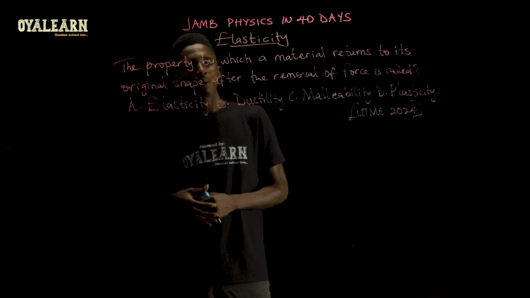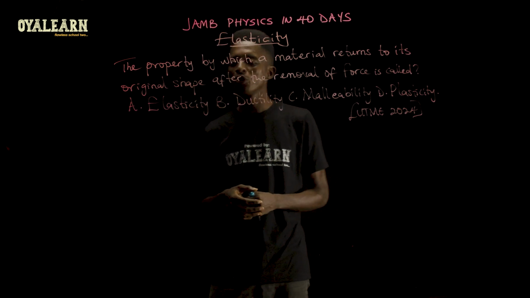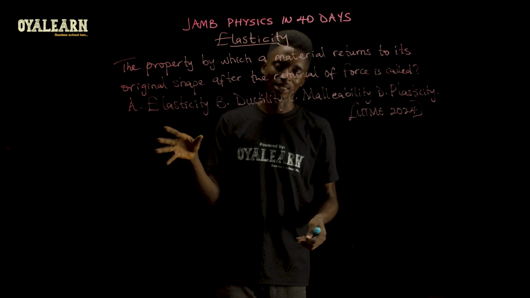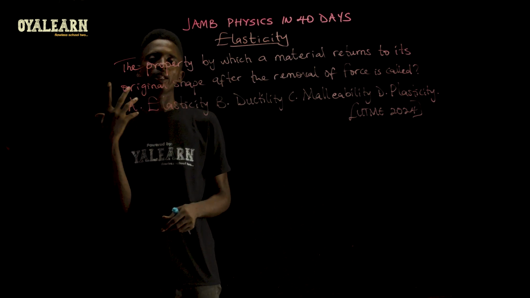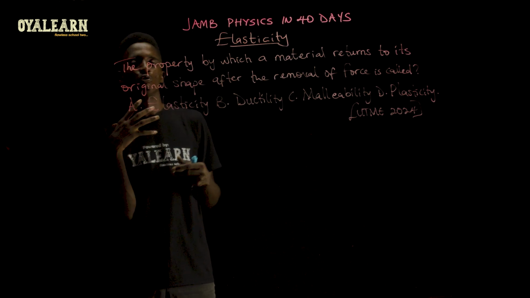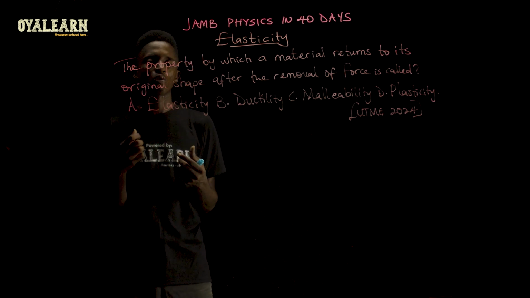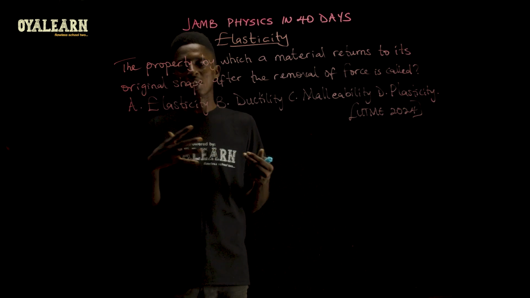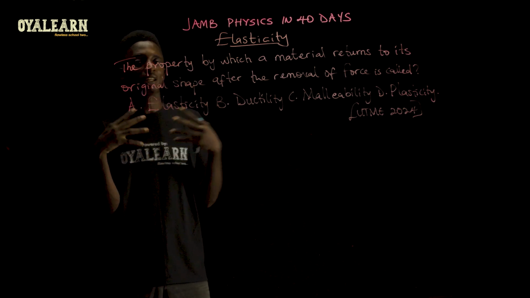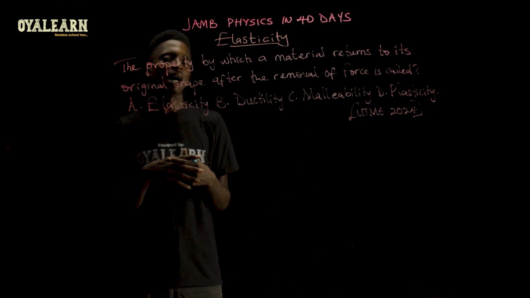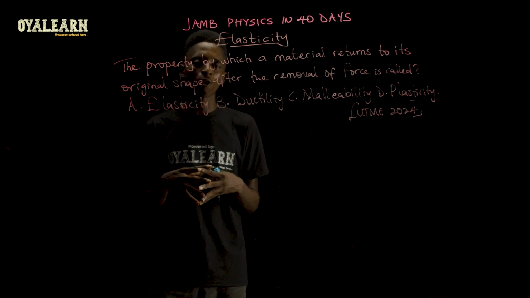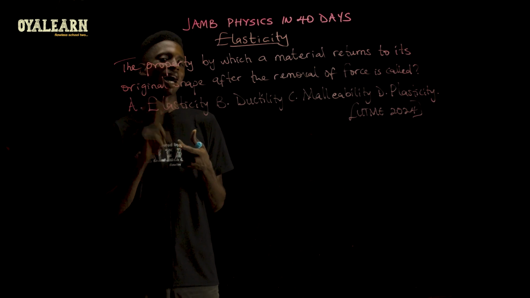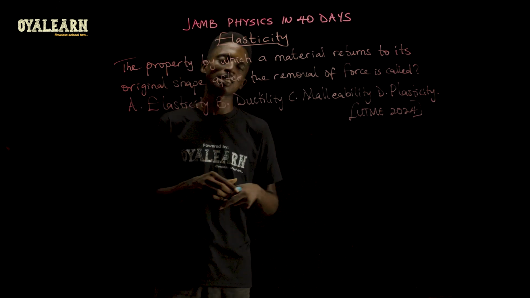The property by which a material returns to its original shape after the removal of a force is called elasticity. Because when you apply force to an elastic material, it will change shape or increase in length, and it could also decrease in length depending on the direction of the force. The moment you remove the force from an elastic material, it will go back to its original shape and length. That's why it's elasticity.